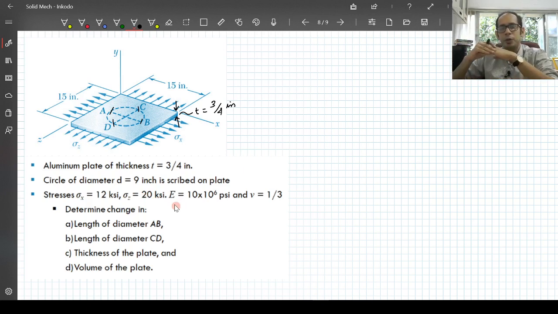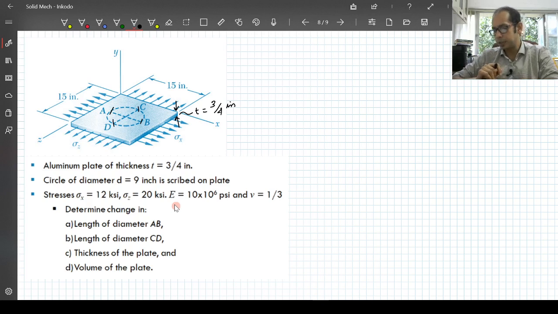I hope the system is clear. We have a plate on which we are applying some stresses, forces along the x direction and along the z direction, with no stresses along the y direction. And you're given information about the material of the plate in terms of the Young's modulus and the Poisson's ratio. So let's see what the problem asks us to find.